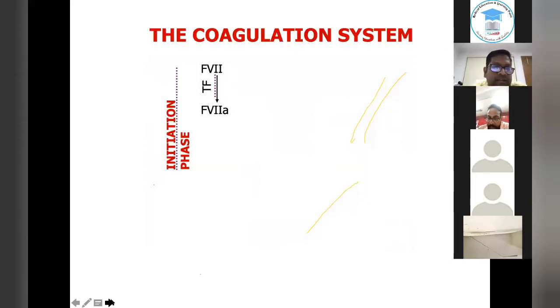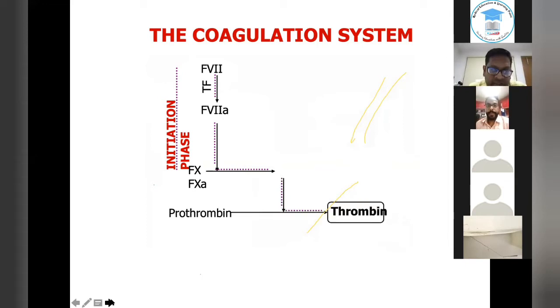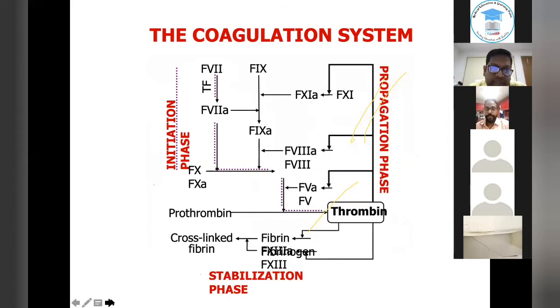To understand in a simpler way, in the initiation phase, whenever there is a tissue factor getting exposed by an injury, it will activate factor 7, and factor 7 will activate a small amount of factor 10, and it starts the process of thrombin formation and formation of the fibrinogen.